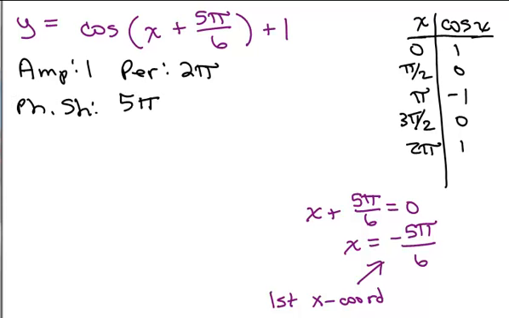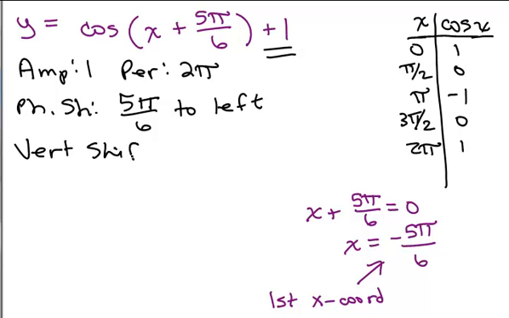to the left. Another thing we know is that this plus 1 at the end tells us there's going to be a vertical shift. So the vertical shift is plus 1, so it's going to be going up 1 unit. You could say here 5 pi over 6 units to the left. Usually I just say units also.